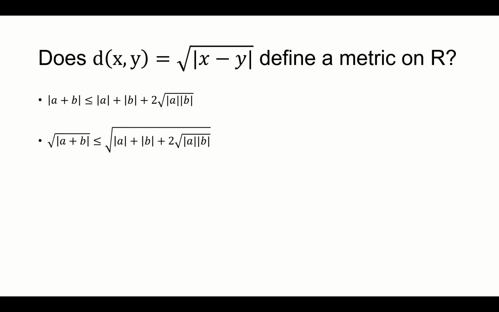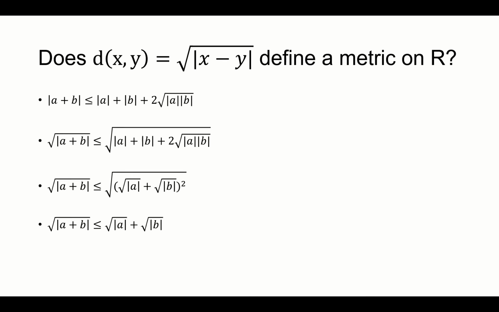And now I can take the square root of both sides, and the inequality is still going to be true, since the left and the right side are non-negative. And then I can factor the inside. So the inside factors into the square root of the absolute value of a plus the square root of the absolute value of b, quantity squared. The square root and the square are going to cancel, and that leaves us with the square root of the absolute value of a plus b less than or equal to the square root of the absolute value of a plus the square root of the absolute value of b.